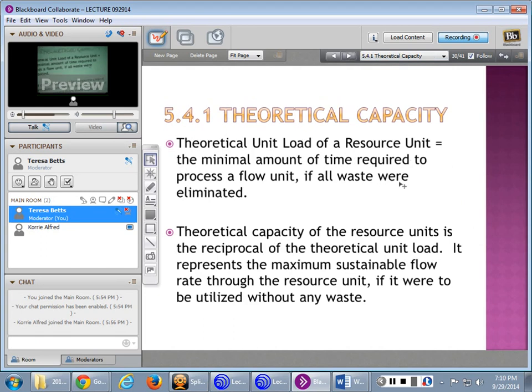Okay? The theoretical unit load of a resource unit is the minimal amount of time required to process a flow unit if all waste were eliminated. So in the perfect world, if all you did were the things that you needed to do, how long would it actually take you to do it? Okay? And the theoretical capacity of the resource unit is the reciprocal of the theoretical unit load, right? So theoretical unit load and theoretical capacity look just like they have in that table where we've got column 1 is the unit load, column 2 is the capacity of the resource unit, which is just that reciprocal.